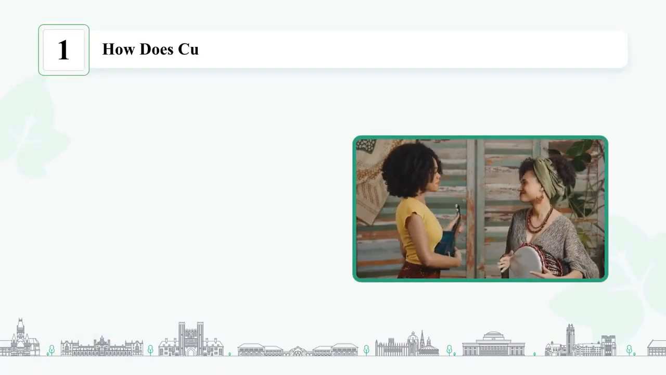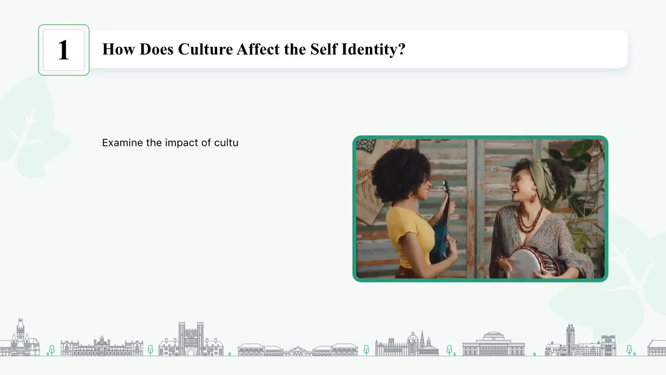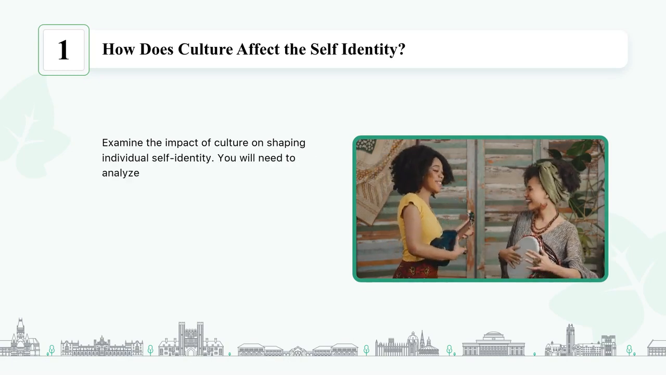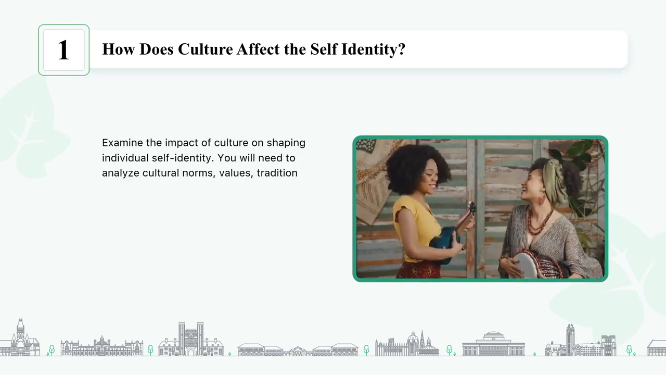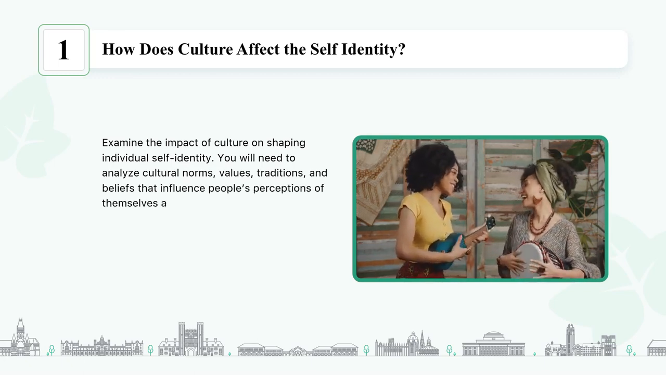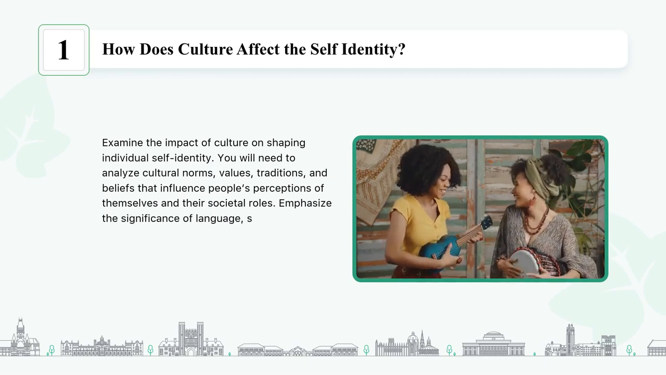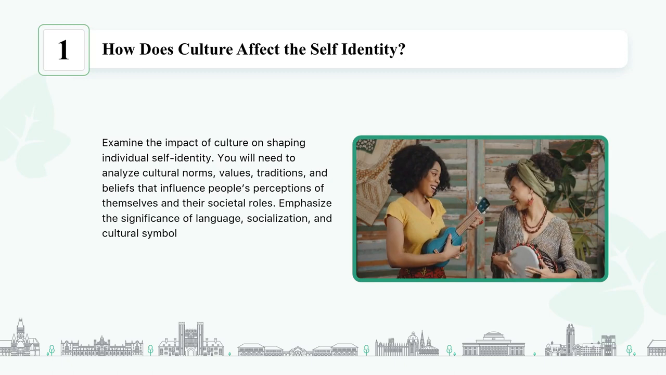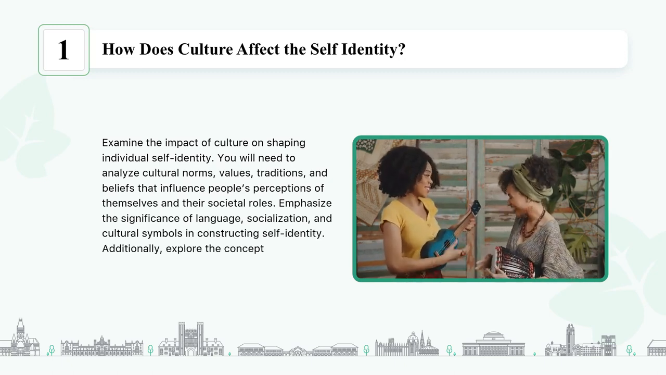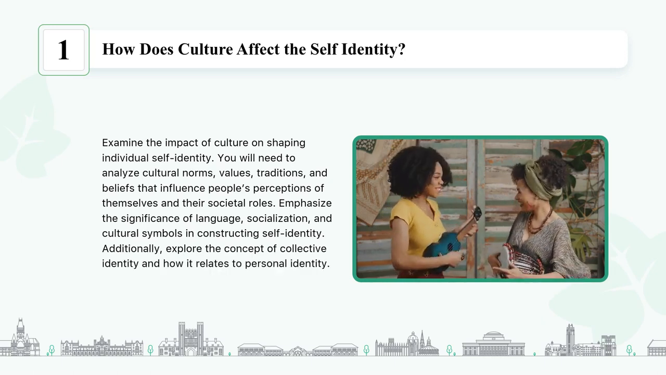How does culture affect self-identity? Examine the impact of culture on shaping individual self-identity. You will need to analyze cultural norms, values, traditions, and beliefs that influence people's perceptions of themselves and their societal roles. Emphasize the significance of language, socialization, and cultural symbols in constructing self-identity. Additionally, explore the concept of collective identity and how it relates to personal identity.